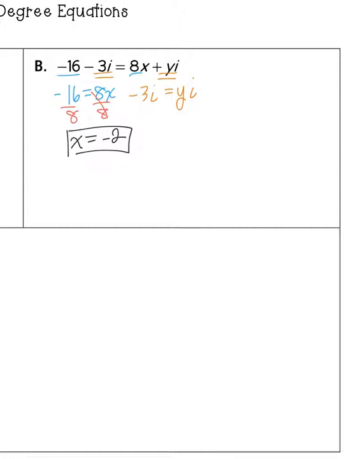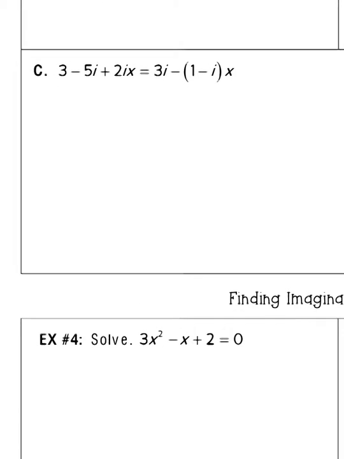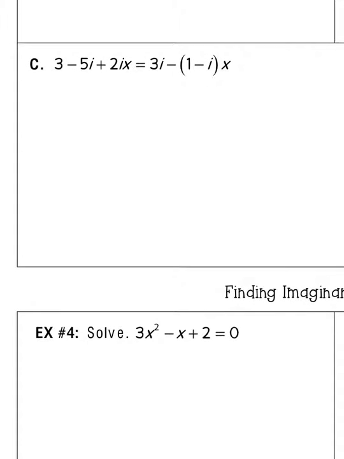And over here, I'm solving for y, so I'm dividing by i. And the i's here cancel. And so I get y is equal to negative 3. Easy. Now, C, a little bit trickier, to say the least.